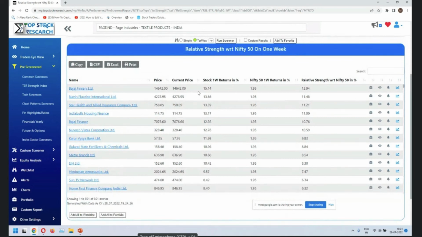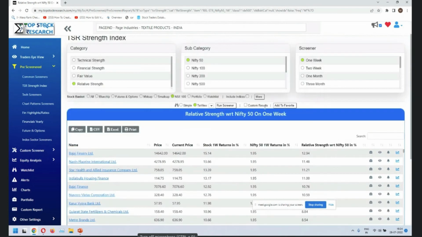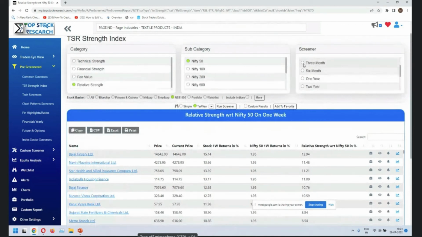So these are the stocks which are giving you returns vis-a-vis Nifty. Also, sorry, I'm looking at 1 month. So let's look at a 3 months period.